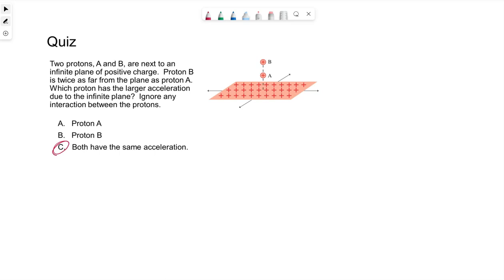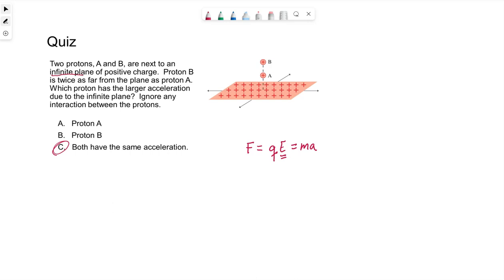So we know the acceleration depends upon the force. The force depends upon the field. So Q times E is MA. They're both protons, so they have the same Q, the same mass. So the only way they would have a different acceleration is if they were in a different electric field.